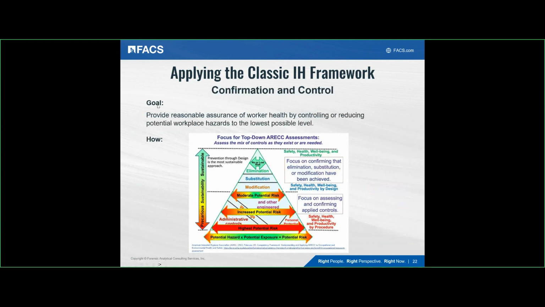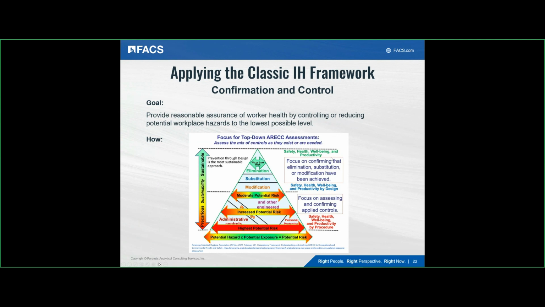So, confirmation and control, right? What's our goal? The goal is to provide a reasonable assurance of worker health by controlling or reducing potential workplace hazards to the lowest possible level, right? And how do we do that? Well, it's the hierarchy of controls, right? Unacceptable exposures must be controlled, and the methods for prioritizing them can use the same scheme as prioritization for your SEGs and additional information gathering.